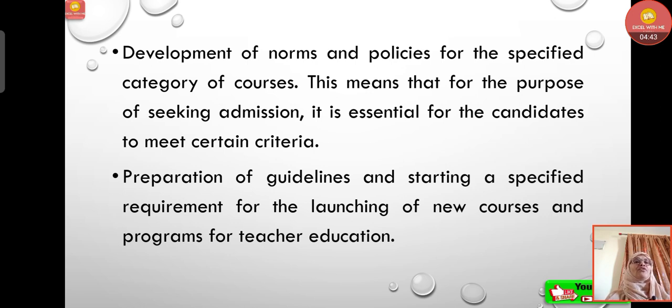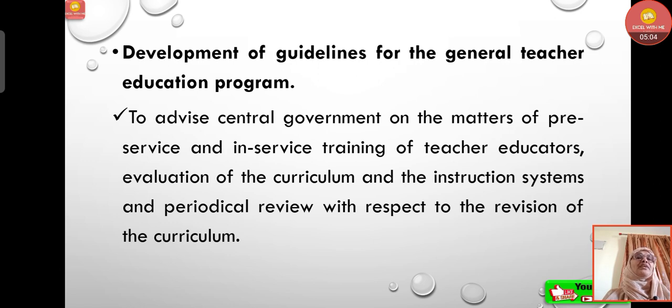Now, development of norms and policies for the specified category of courses. This means that for the purpose of seeking admission, it is essential for the candidates to meet certain criteria. Now, preparation of guidelines and specifying requirements for the launching of new courses and programs for teacher education. Now, development of guidelines for the general teacher education program here.